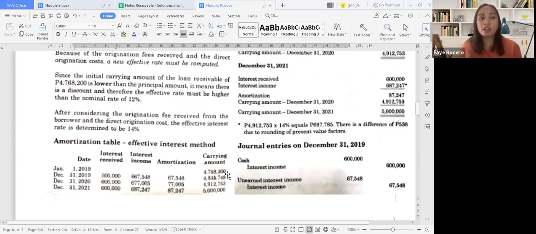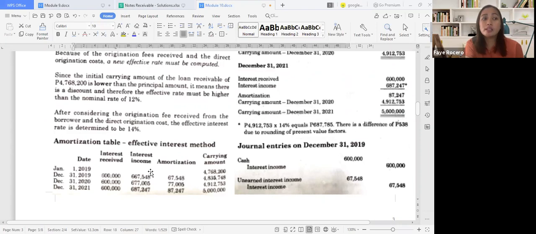We have computed the carrying amount, 4,768,200. The interest received pertains to the nominal interest, 12%. And the interest income is the effective interest to be recognized, 14%. So 4,768,200 multiplied by 14%, it's equal to 667,548. The interest received, of course, it pertains to 12% times 5 million. Kaya 600,000 siya for a period of 3 years.